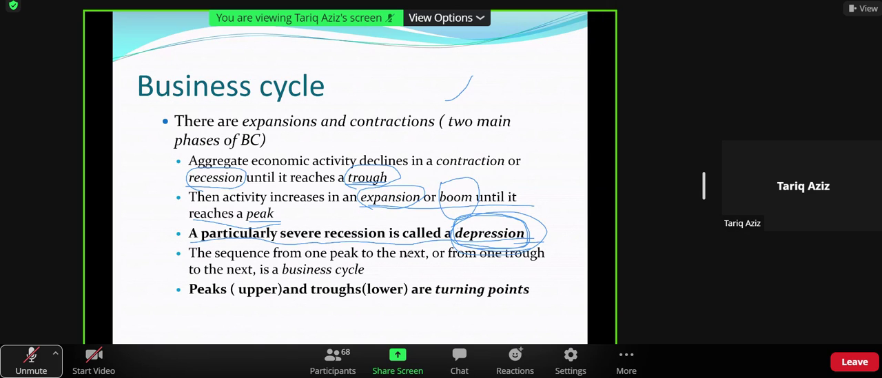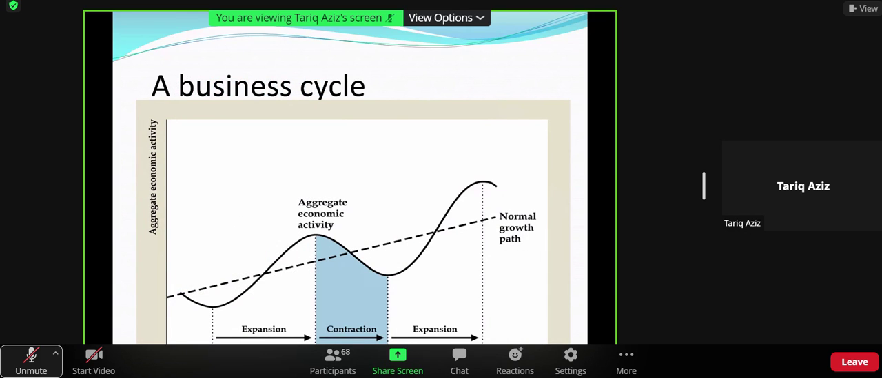The sequence from one peak to the next, or from one trough to the next, is a business cycle. Peaks are the upper turning points of the business cycle, and troughs are the lower turning points. So graphically, how a business cycle looks, let us look at this figure. And this is how a normal business cycle looks.